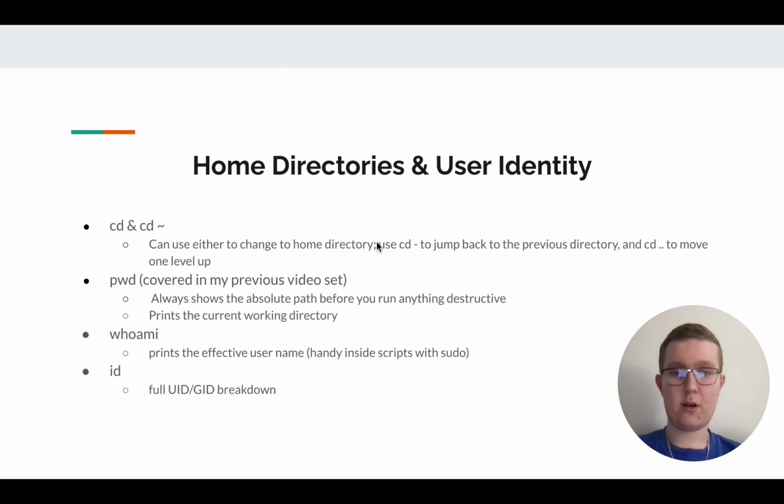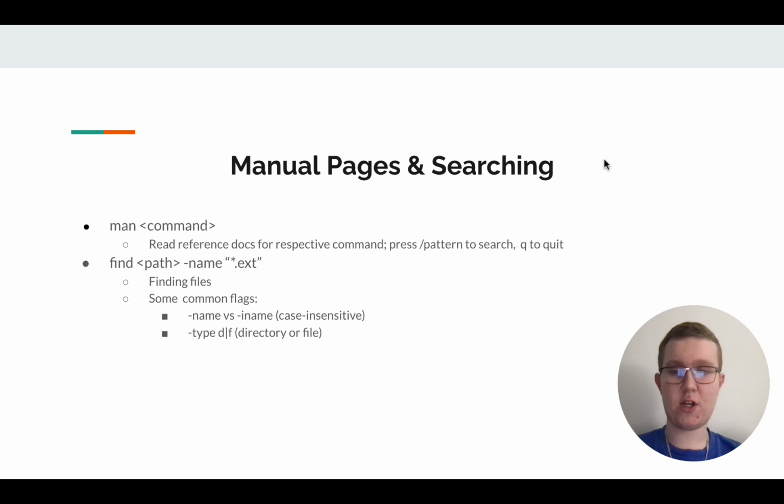So next up, we have manual pages and searching. There are two commands for this. One is called man, and then you can type in whatever command you want. It's just reference docs for whatever command. So for example, you could type man cd, man whoami, man for whatever command you want, and it will show you the reference docs for them. In order to quit it, a really important thing, you just press Q, and if you want to search, you can just type /pattern.